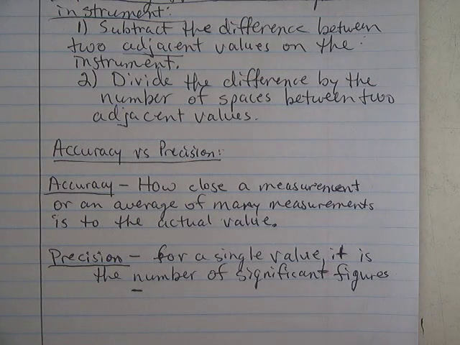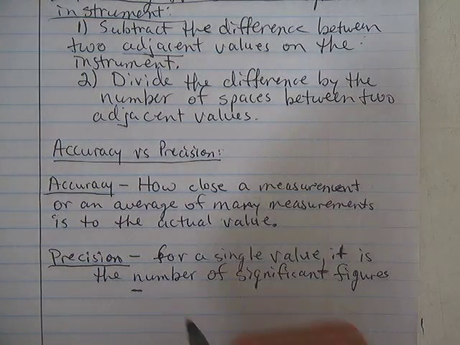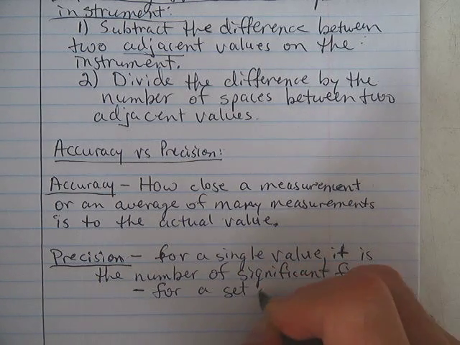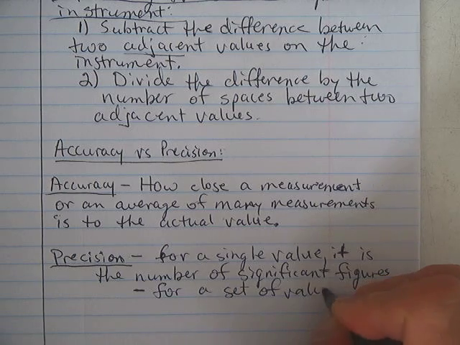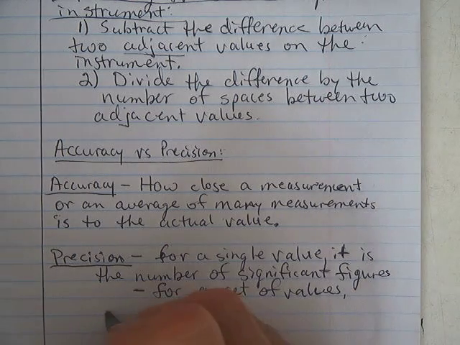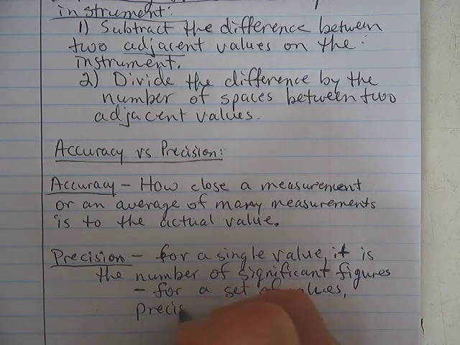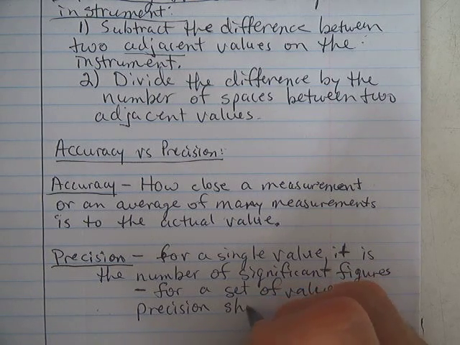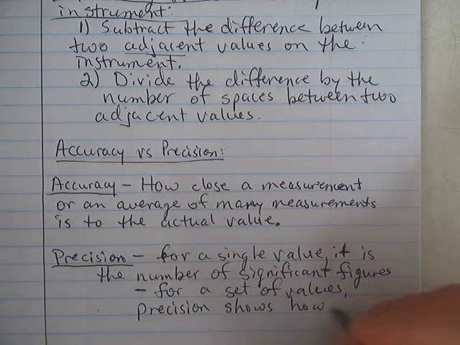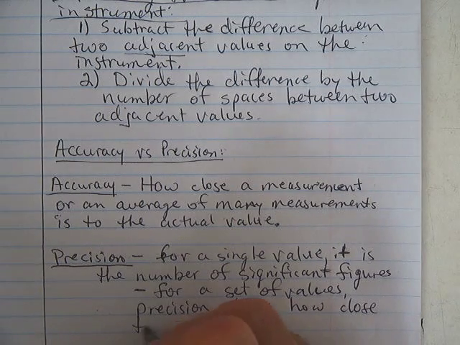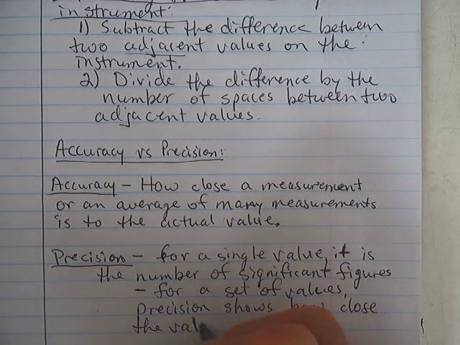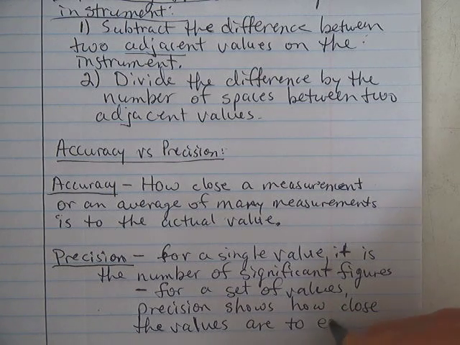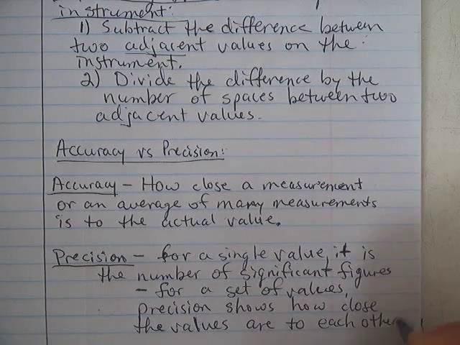So the second hyphen is a second definition for precision. This is for a set of values: precision shows how close the values are to each other.